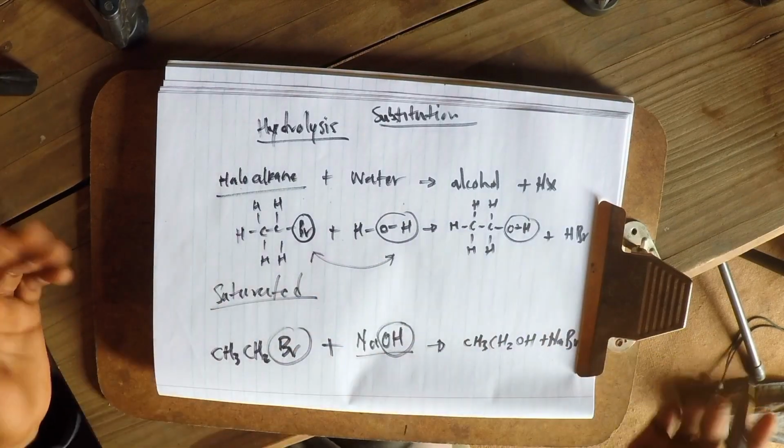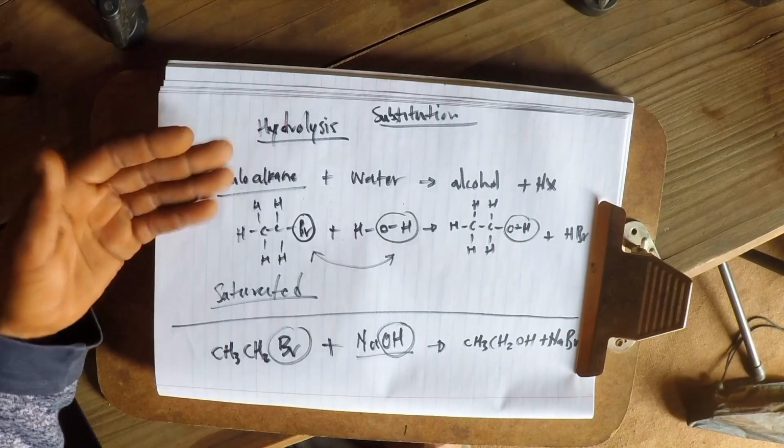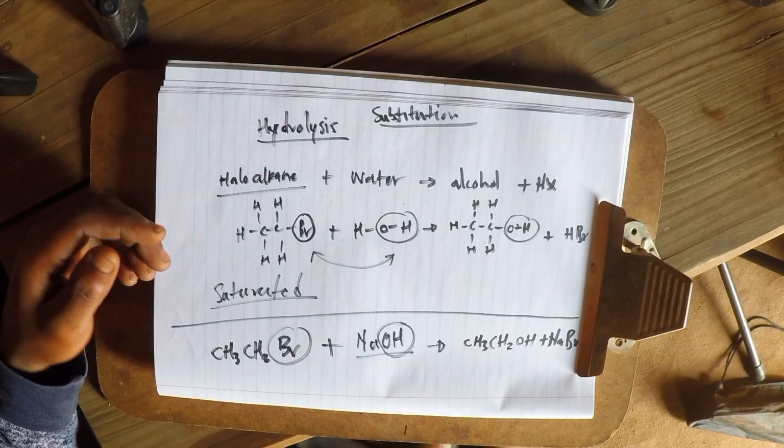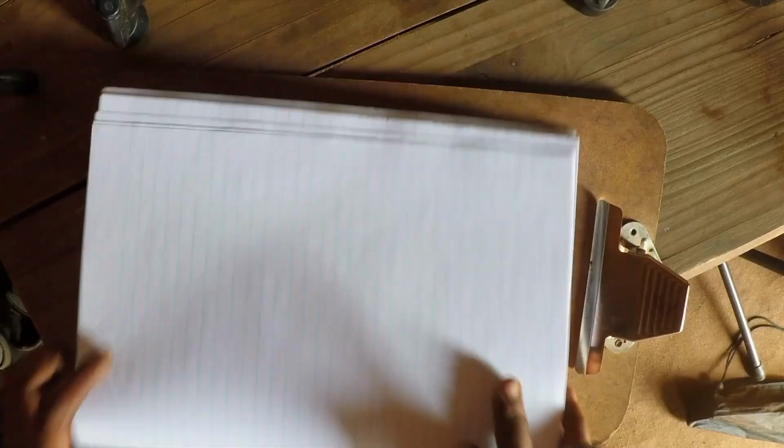So this is how a substitution reaction can occur. And this is called hydrolysis. I hope this makes sense. So let's recap what we just spoke about so far.